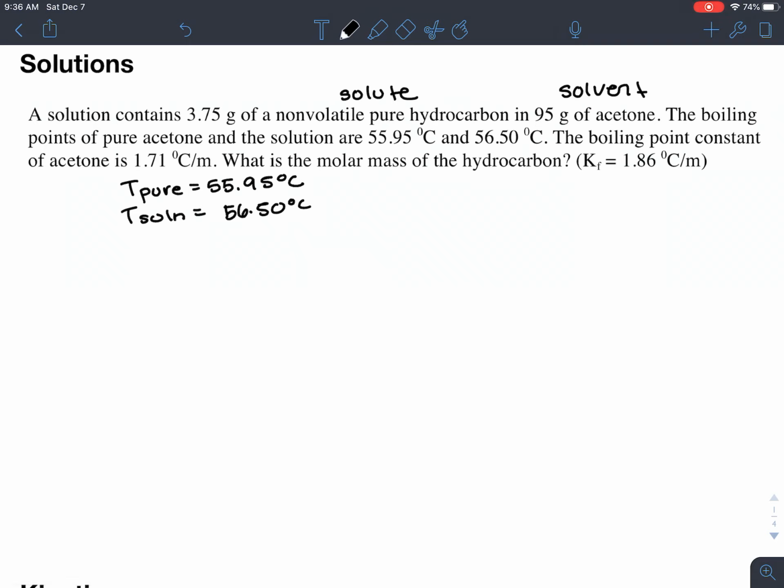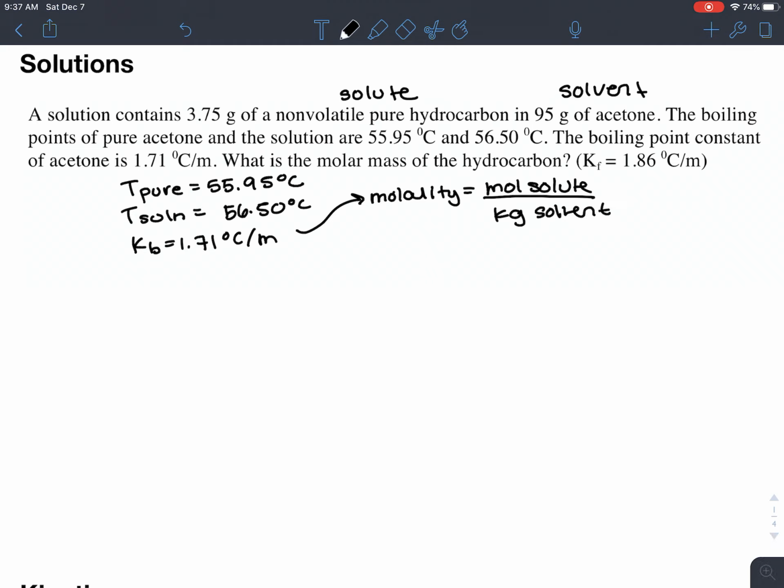The boiling point constant of acetone, so Kb, is 1.71 degrees Celsius over m, where m is molality, and molality is equal to moles of solute over kilograms of solvent. Now you can ignore the other constant given here. So, what is the molar mass of the hydrocarbon?